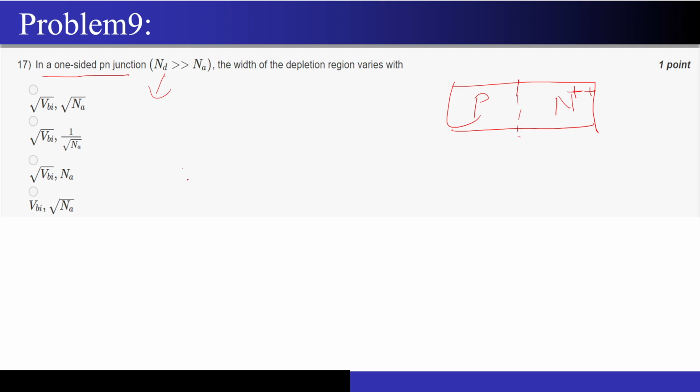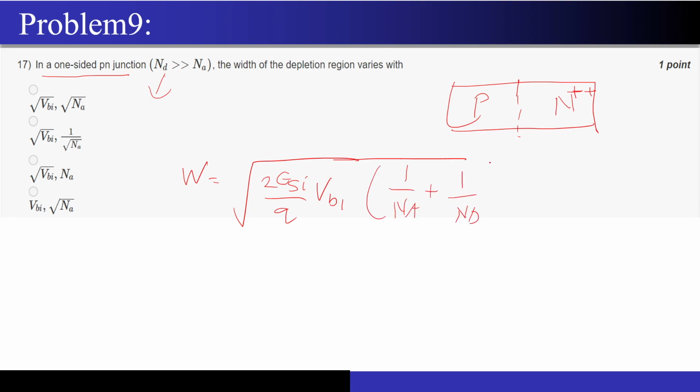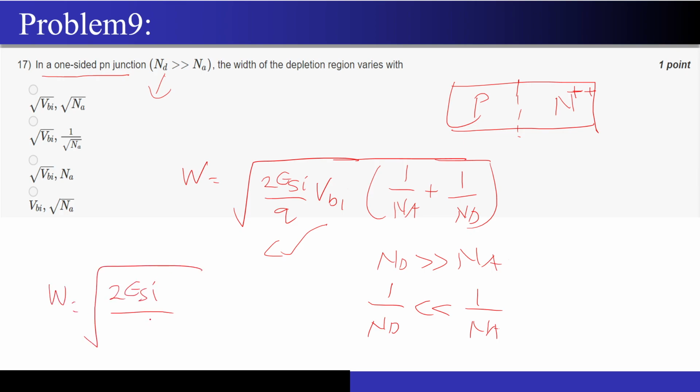Now we know what is the width of the depletion region? Root of 2 epsilon Si by Q times VBI, right, into 1 upon Na plus 1 upon Nd. Correct? Now what I am saying, Nd is much greater than Na. Correct? Now if I just take 1 upon on both the sides, then 1 upon Nd will be much lesser than 1 upon Na. Correct? Now if I substitute this condition over here, this will be 2 epsilon Si by Q times VBI into, I already know 1 upon Nd is much lower, so I can ignore this 1 upon Nd. So I'm just left with 1 upon Na, right?